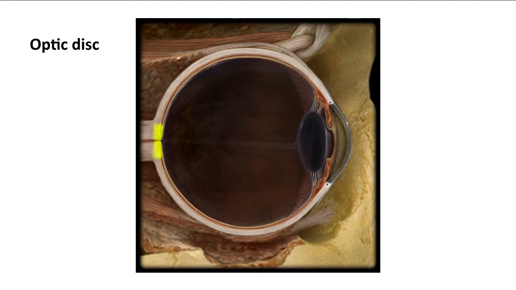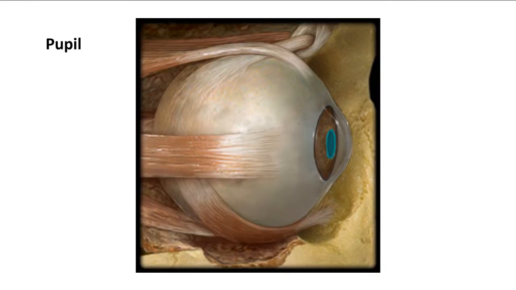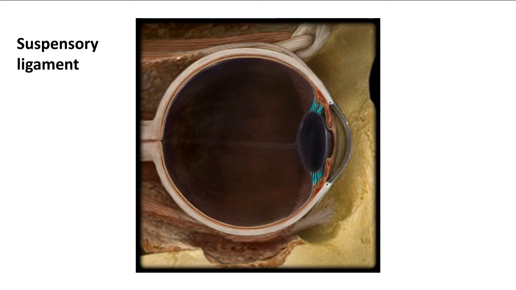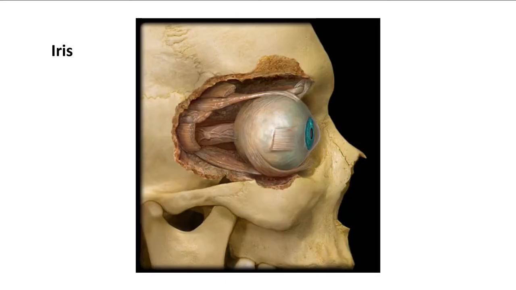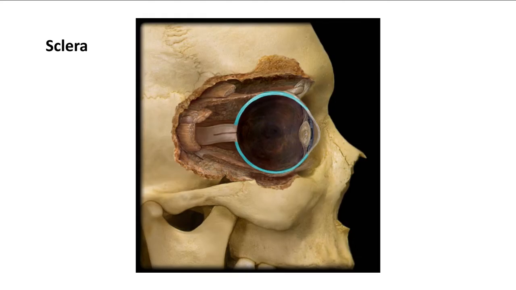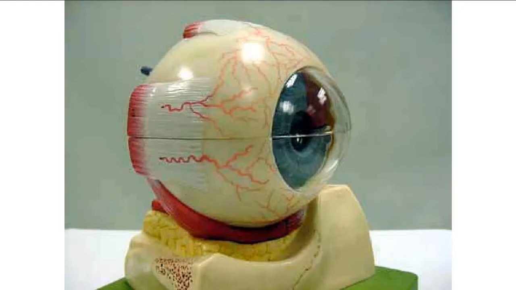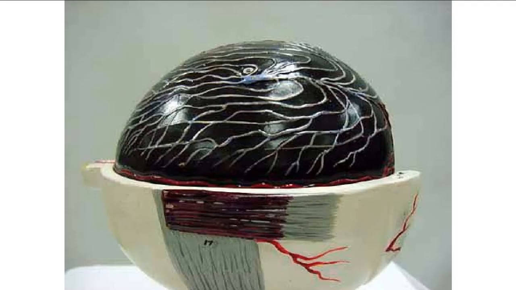Optic disc, where the optic nerve will come out. The ora serrata, jagged edge, pupil. The innermost layer, the retina. The outermost layer, sclera. Suspensory ligament. Again, different: iris, lens, pupil, sclera, suspensory ligament, right? The optic nerve, and so on.